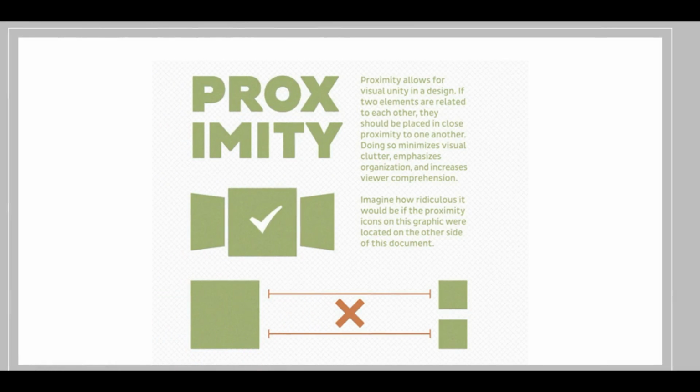And the final design principle we will discuss is proximity. So the designer doesn't want to separate content or items that are directly related. For example, if you have a title and subtitle, you want to be sure your title and subtitle are in close proximity to each other.